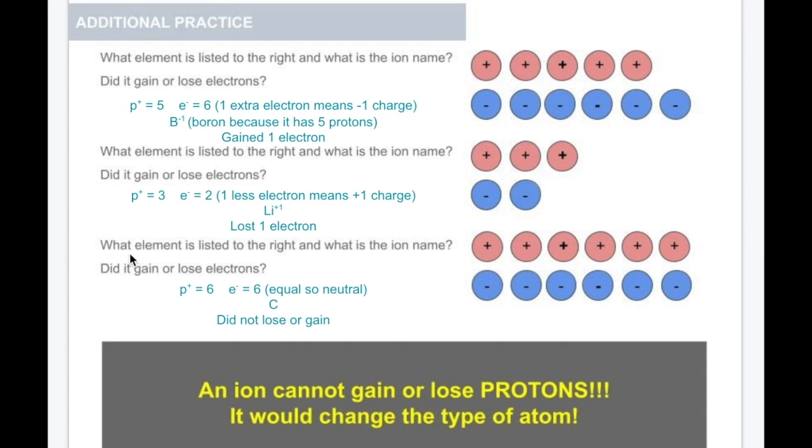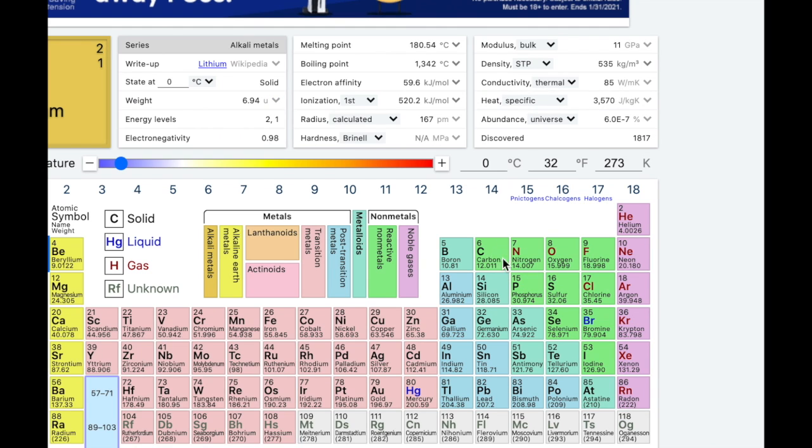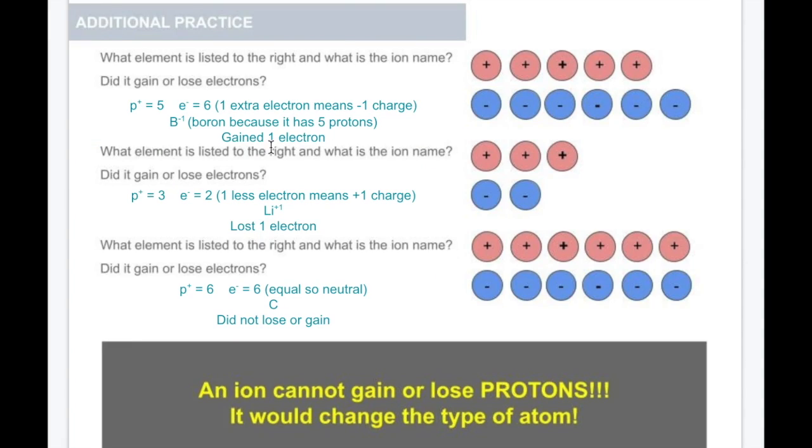And lastly, what element is listed to the right and what is the ion name? Counting, we have 1, 2, 3, 4, 5, 6. We have 6 protons and 6 electrons. They are equal, which means that they would cancel out and it becomes neutral. So I just find element number 6 on the periodic table, which is carbon. The ion name for this is just C. There's no plus or minus a number because there is no charge, it's just neutral. So just carbon, it did not lose or gain.